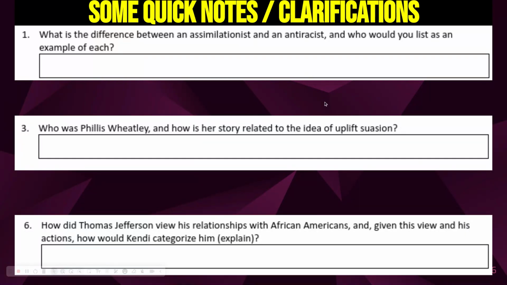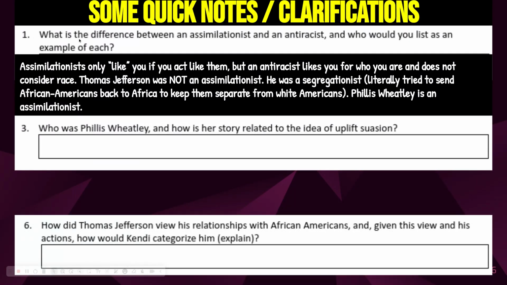Just some quick clarifications. These are not questions that you had to answer, but these are ones that I wanted to make sure I addressed. The difference between assimilationists and anti-racists, and who would you list as an example? Assimilationists only like you if you act like them, but an anti-racist likes you for who you are and doesn't consider race a factor in whether or not they like you. Thomas Jefferson was not an assimilationist. He was a segregationist. He literally tried to send African Americans back to Africa to keep them separate from white Americans. Phyllis Wheatley is an example of an assimilationist.